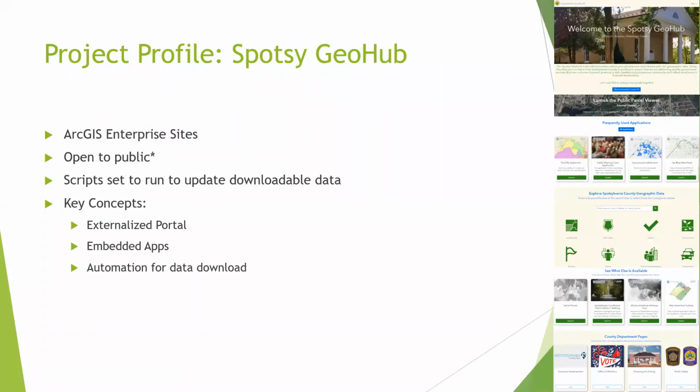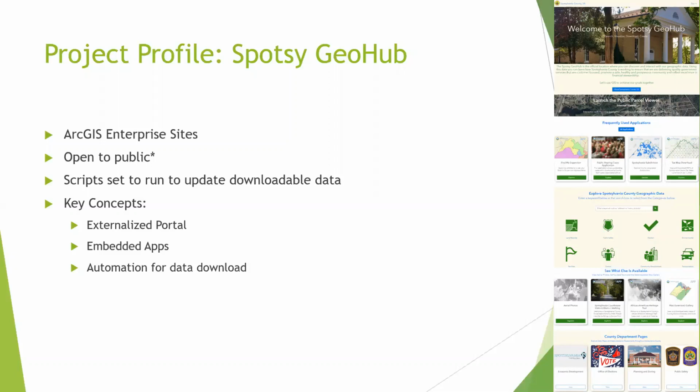And then there is the response hub. And then lastly, the SpotSeeGeoHub. This is an example of a website that we created as a one-stop shop for GIS content at County of Spotsylvania. This is the externalized ArcGIS Enterprise deployment. We set up scripts that export their enterprise data as downloadable zip shapefiles. They wanted to move away from ArcGIS Online and have everything hosted on their ArcGIS Enterprise infrastructure.